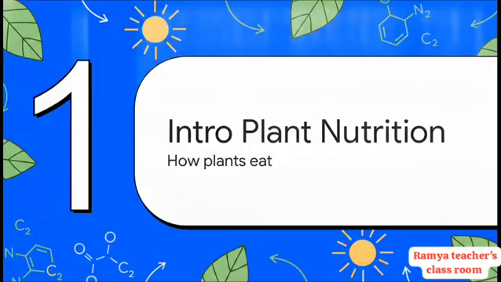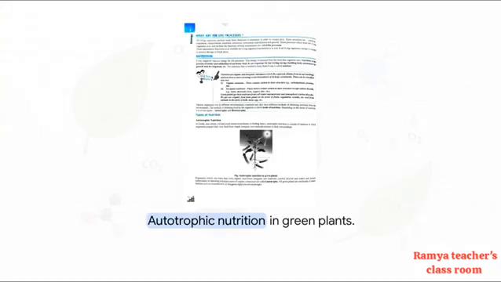How do plants actually eat? Okay, let's dive into this. Every living organism needs energy, but green plants have this pretty amazing trick up their sleeve called autotrophic nutrition. Basically, auto means self, and troph means nourishment.